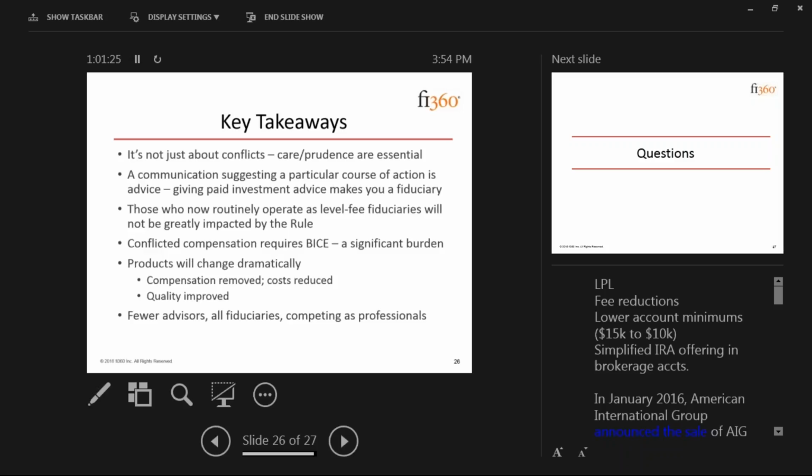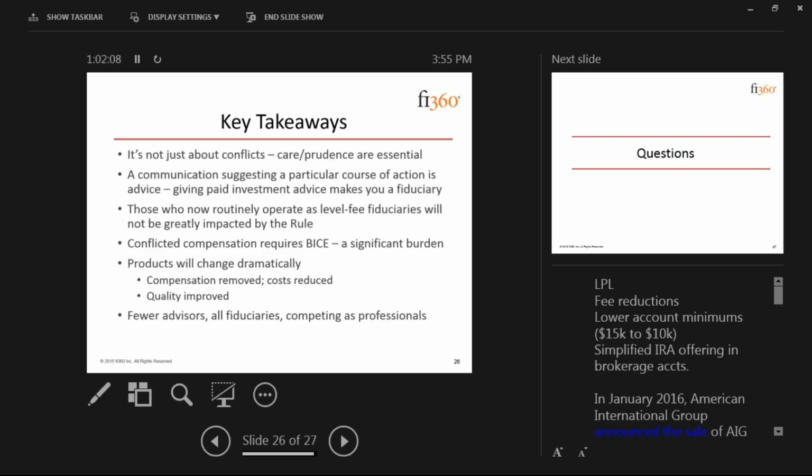Bottom line. I already made the comment that those of you that have routinely operated as level fee fiduciaries are not going to be greatly impacted. Tightening up the documentation for the IRA rollovers is probably the one area that I can think of where some work may need to be done. Price is a significant burden. The DOL would prefer, I believe, that everybody move to a level comp, unconflicted model. Practically speaking, that's not going to happen, but it's a significant burden because they want to make sure that where there are conflicts, that doesn't cause one to inadvertently provide advice that's not in the client's best interest.